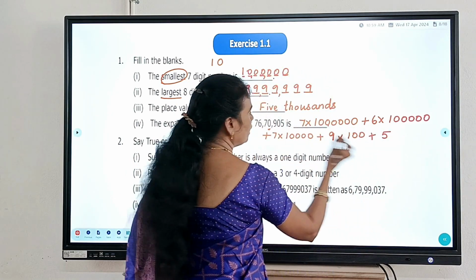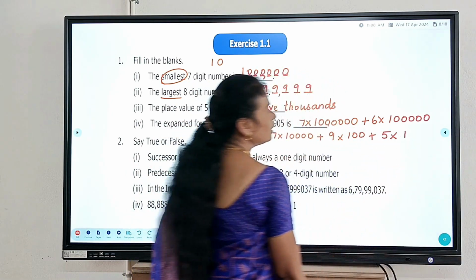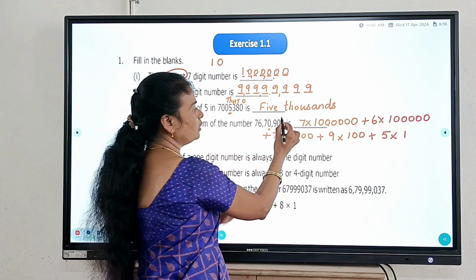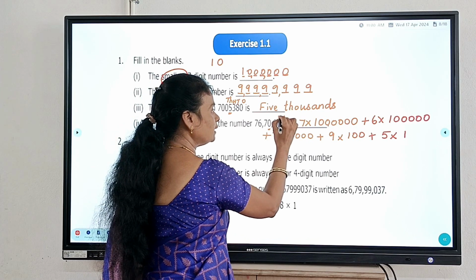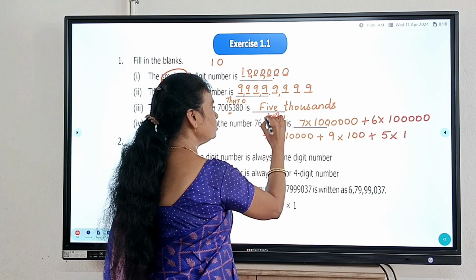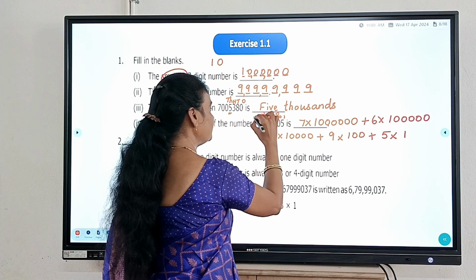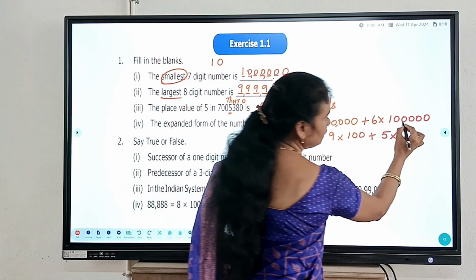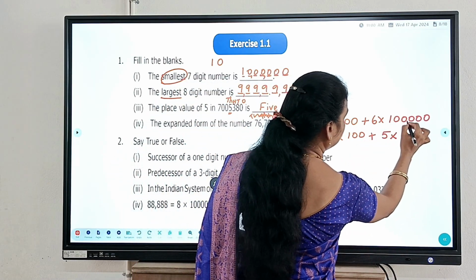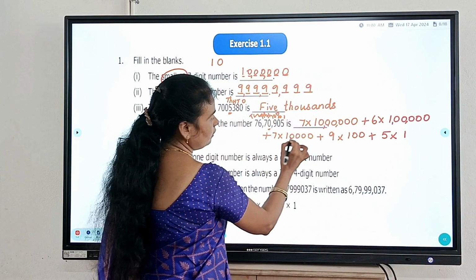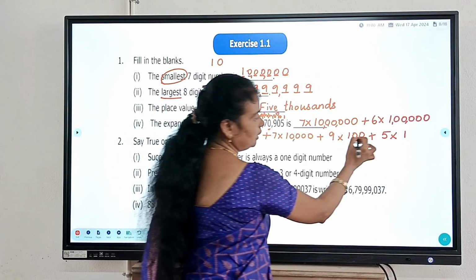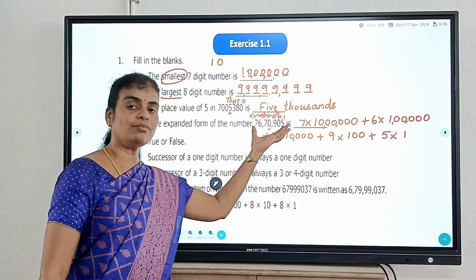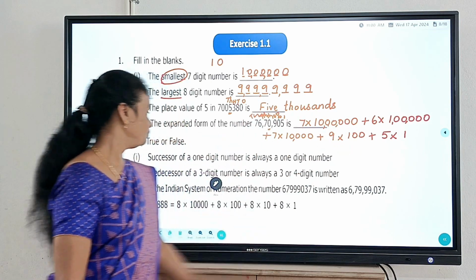The last digit is 5 and it is in the ones place. So it can be written as 5 into 1. So this is just the place value of the given number. This is ones, this is tens, this is hundreds, thousands, 10,000s, lakhs and 10 lakhs. So 7 into 10 lakhs, 6 into 1 lakh, and 7 into 10,000s, 9 into 100 and 5 into 1. So expanded form is writing the given number in the lengthiest form.